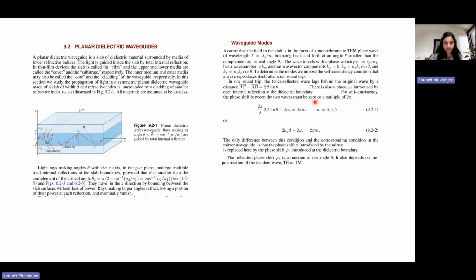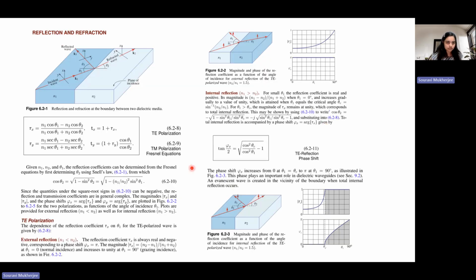Okay, so again, there's this self-consistency condition, which tells us that it should reproduce itself after two reflections. But in the last case you had mirrors, where the phase it acquires at each reflection is pi, which comes from the Stokes treatment as well. Here, because it's dielectrics, you have to explicitly calculate the phase that it acquires at each reflection at the interface. Based on that, you can use the self-consistency relation to find the different modes that your waveguide can support.